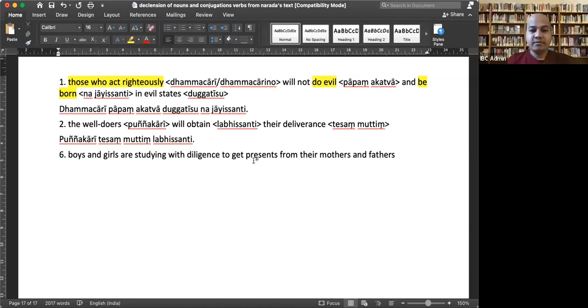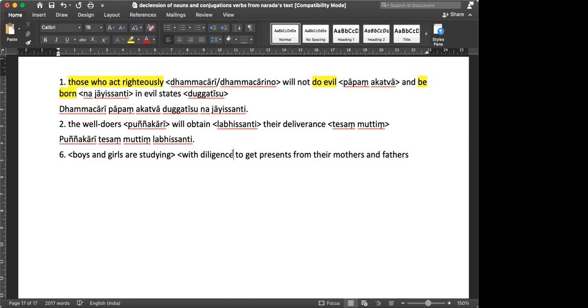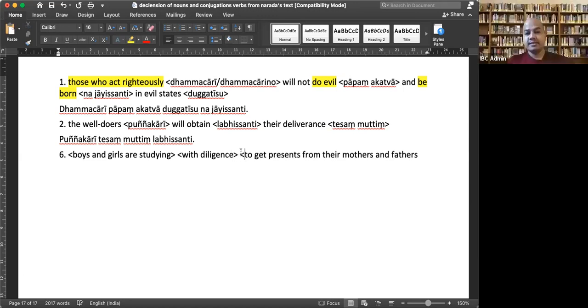So here you see the main verb is studying. Boys and girls are studying, right? This part is the main. With diligence, to get. This is infinitive. To get presents from their mothers and fathers. So this is definitely ablative case, right?